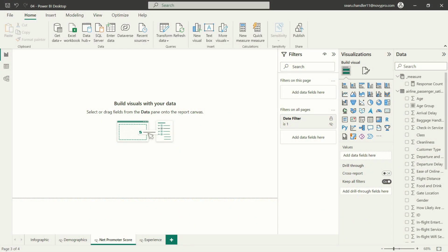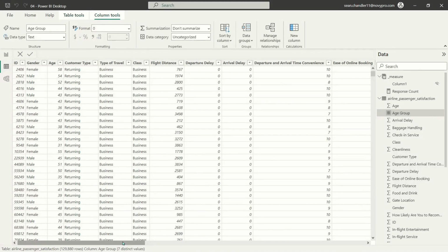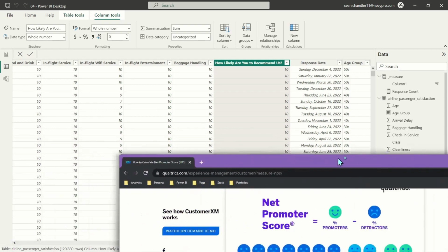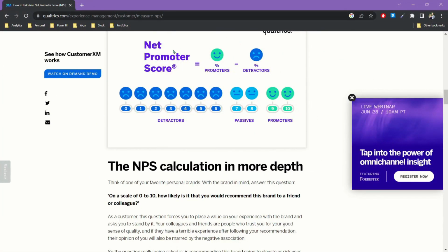Now we're ready to start visualizing Net Promoter Score. And in order to wrap our heads around Net Promoter Score, let's revisit our data view. And again, what we're really focusing on here is this column: How likely are you to recommend us? And I thought that it would be worth pulling up a really good article from Qualtrics here, just to demonstrate exactly what we're trying to do.